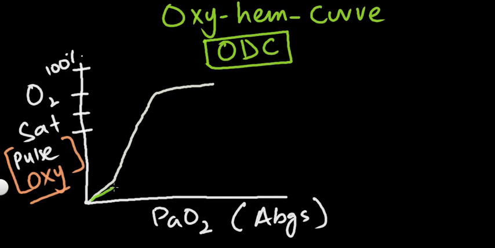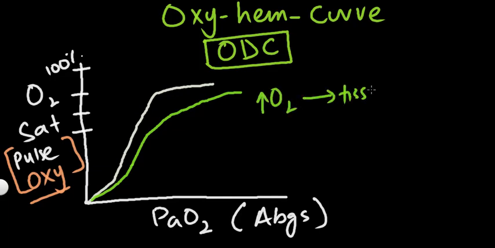So what will happen is there will be decreased oxygen affinity, and you will have more oxygen unloading towards the tissues, which means more oxygen towards your tissues, hence less oxygen attached towards the hemoglobin.